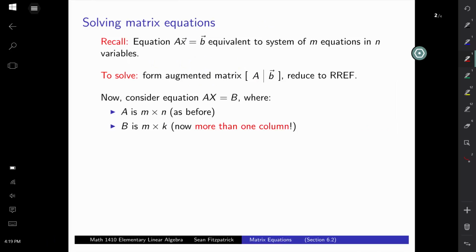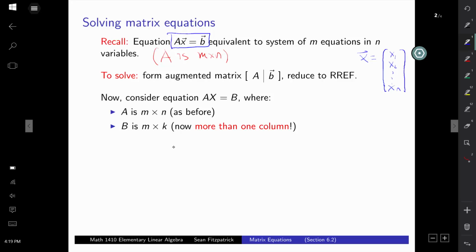Now, we know that if we have m equations in n variables, that means that A has to be an m by n matrix. We know that we can write this in matrix form: A times x equals B. Remember that x here is a column vector containing the variables. And B, on the right-hand side, is a column vector that contains the constants on the right-hand side of our equation.